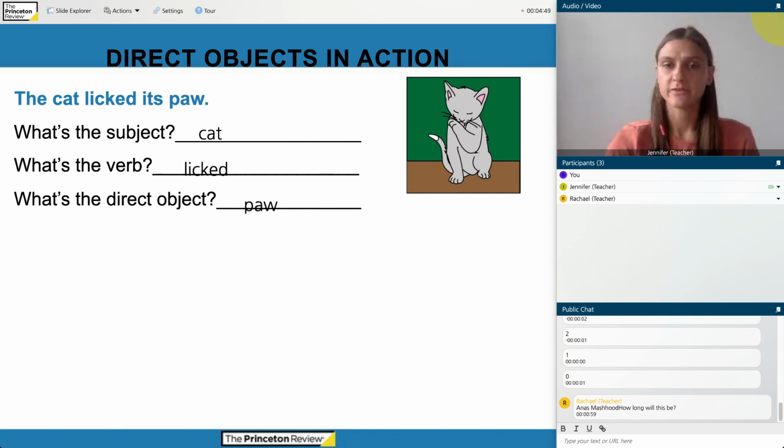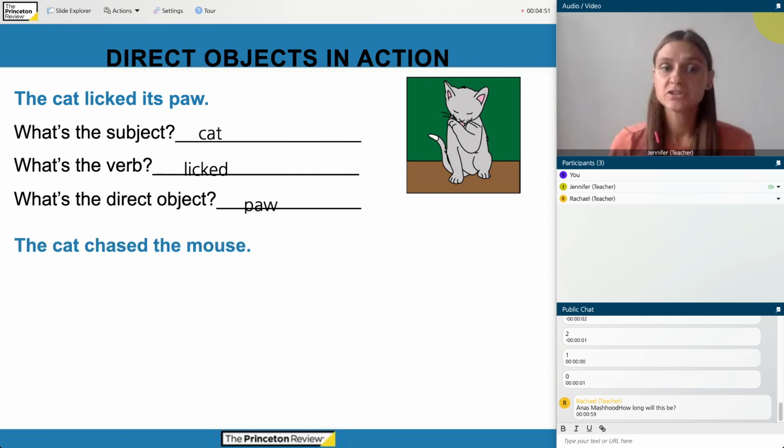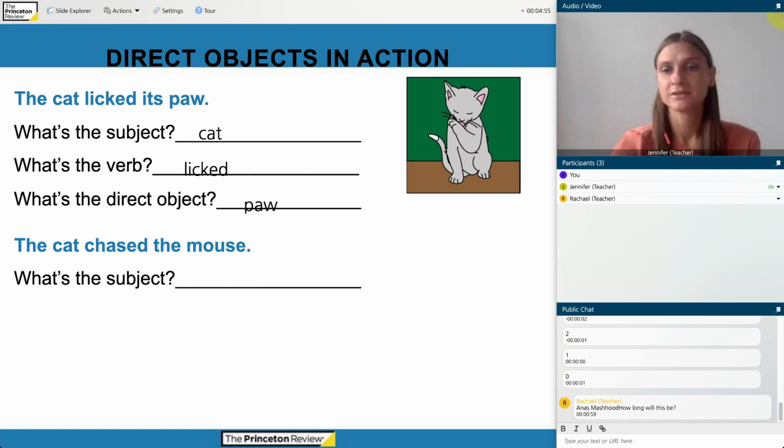Let's take a look at another example. The cat chased the mouse. Okay, so the subject, same thing here, right? We have this cat is in the subject again. So we can put cat.